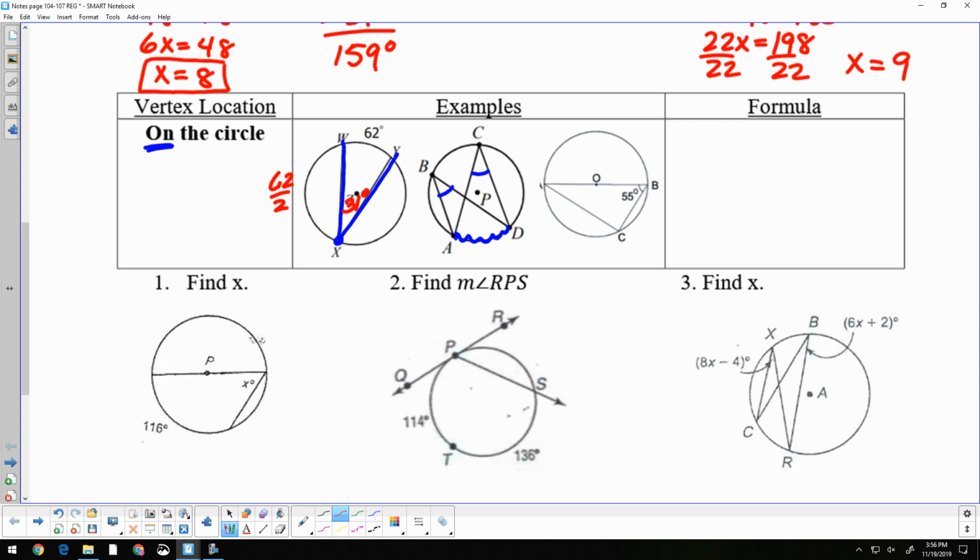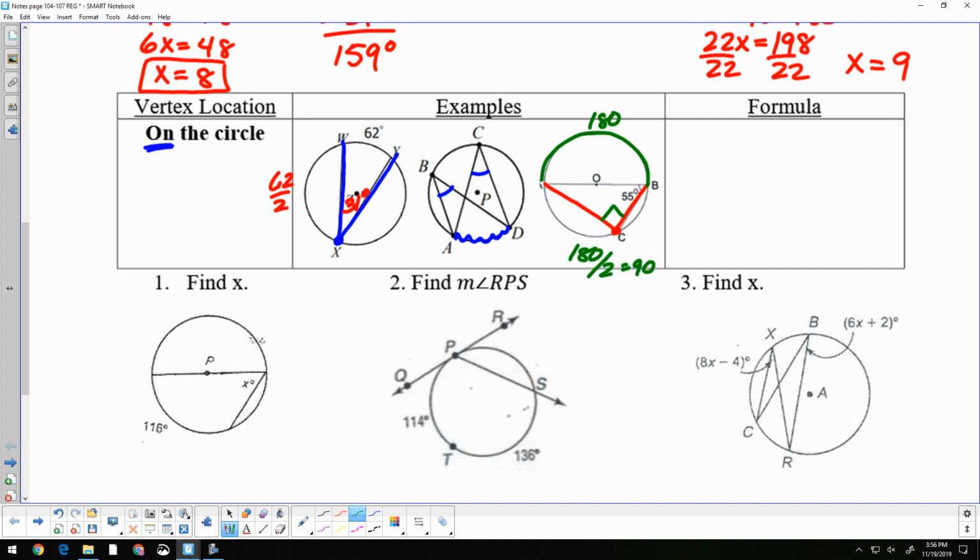Okay, and one of the spin-offs is if you have this angle here, and the vertex is on the circle, and the inscribed arc, or the arc that they're really talking about, is up here. That arc is exactly half of the circle. So if I take 180 and I divide it by 2, this angle ends up being a right angle. Okay, because 180 divided by 2 is 90.